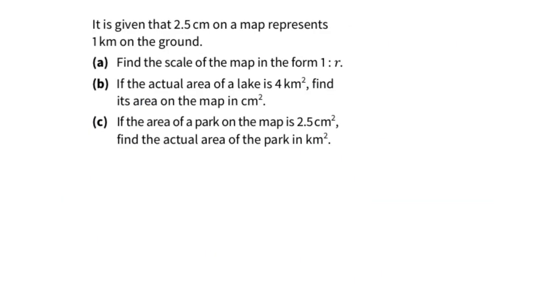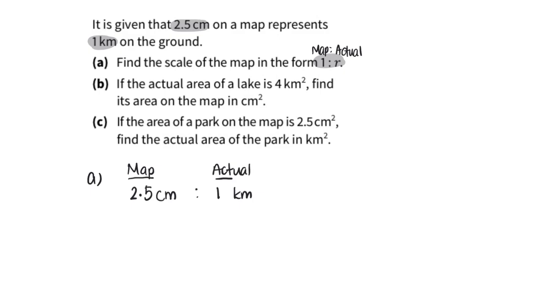Hello everyone, welcome to this video where we are given that the 2.5 cm on the map represents 1 kilometer on the ground. So for part A, express in this form. So for part A, this simply means on the map, this is on the map and this is on the actual. So I will have to go by on the map. I'll start off with what is given. 2.5 cm is representing 1 kilometer.